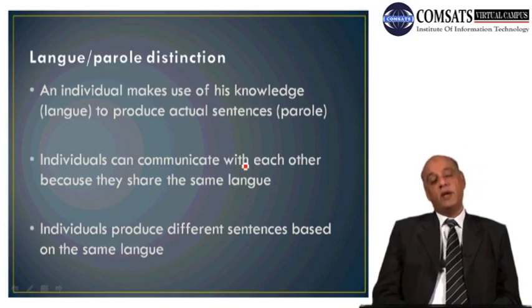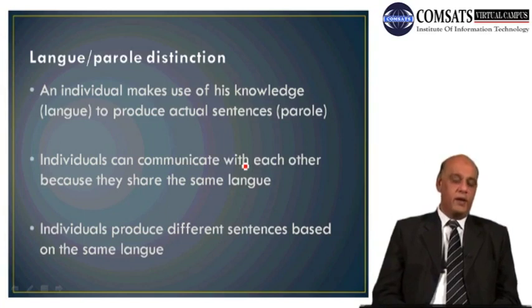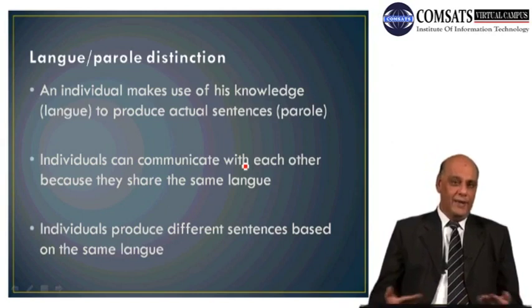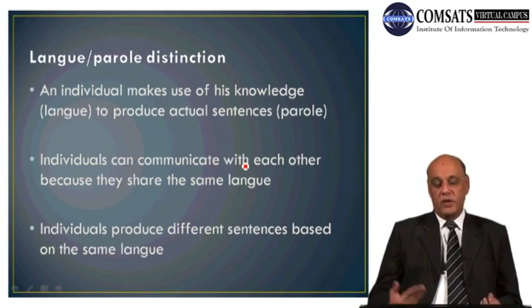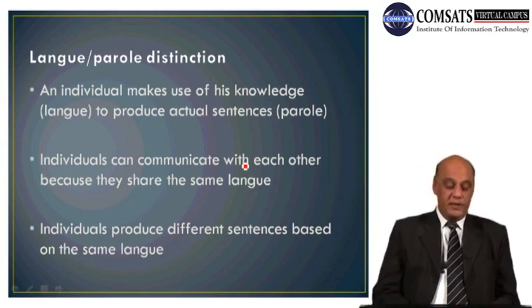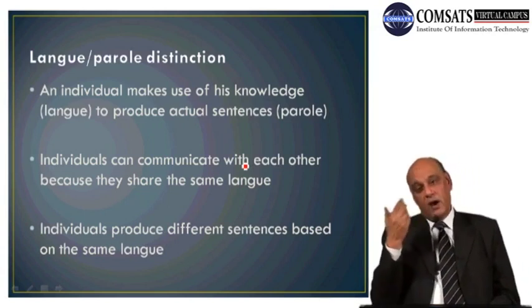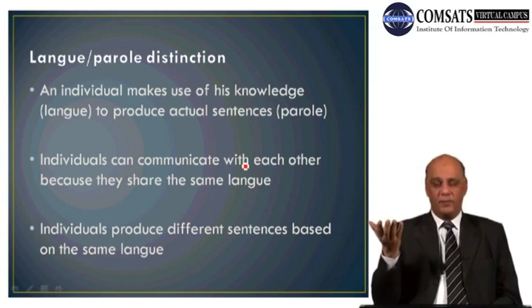Now individuals can communicate with each other because they share the same langue. How can they communicate effectively? Of course, if they share the basic rules. Sometimes you can't communicate with each other effectively, and even if you communicate, sometimes you don't get the desired response. The reason behind it is that the two speakers don't share the basic rules, they don't share the conventions, they don't share the actual underlying knowledge that is stored in the mind.